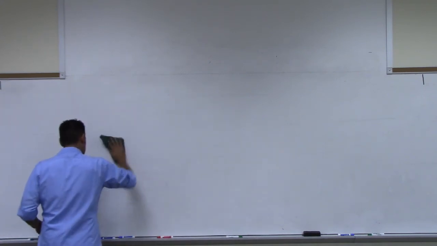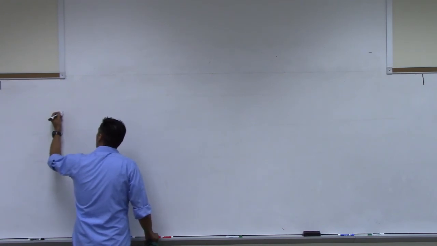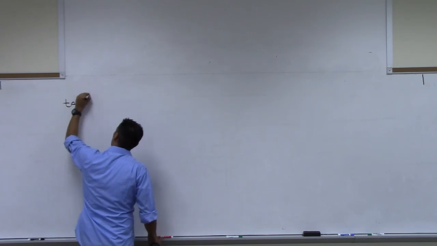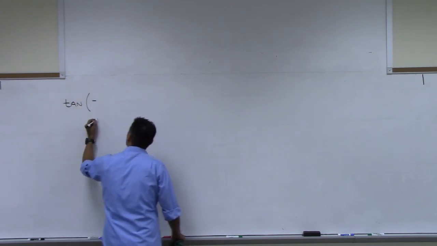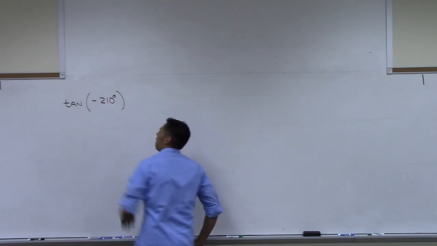All right. What is tangent of negative 210 degrees?